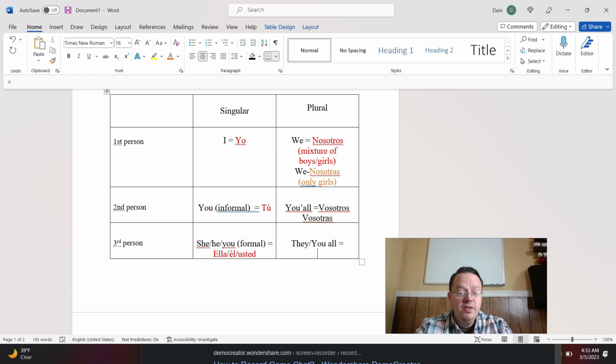Now for they, so we are at third person plural. As you see, we have first person plural, we, nosotros. We have second person plural, vosotros. Now we have third person plural. We have they, and that's ellos or ellas. And ustedes.